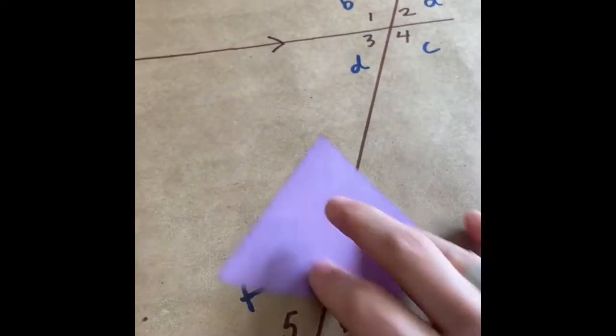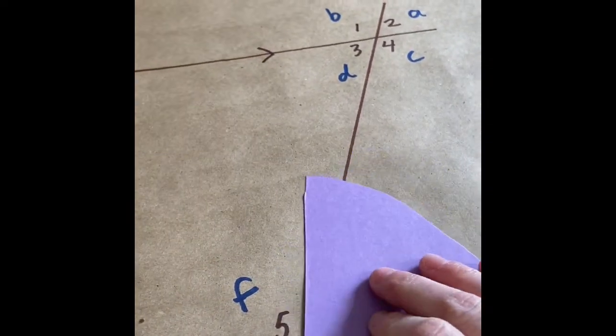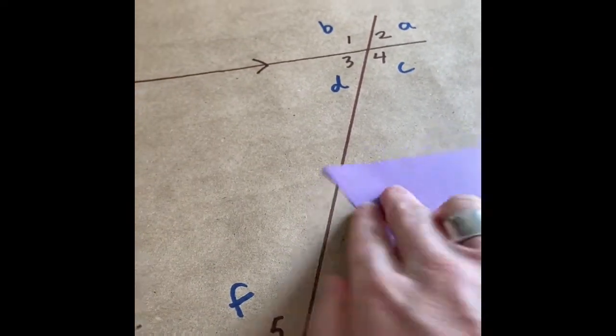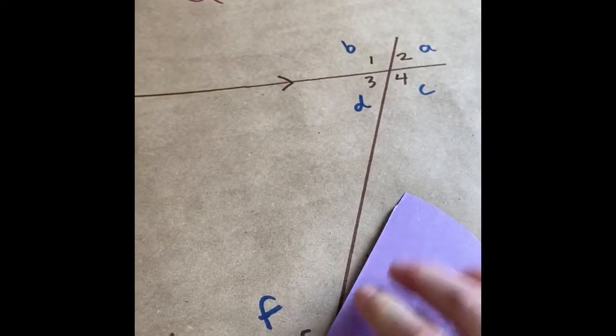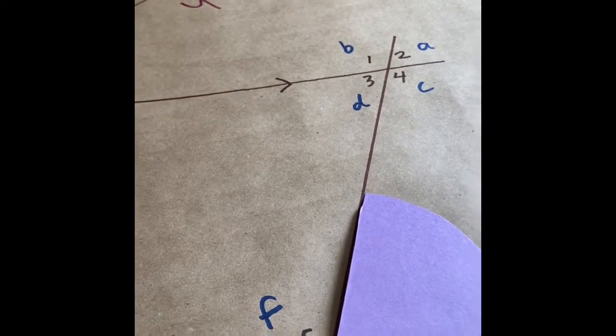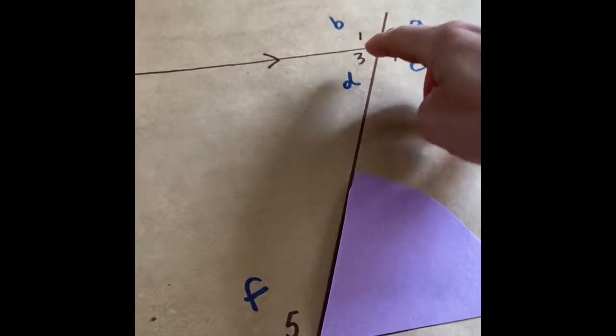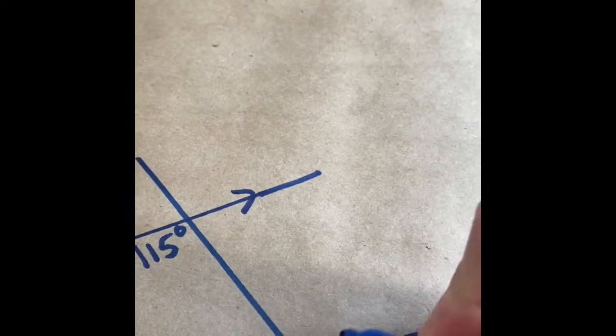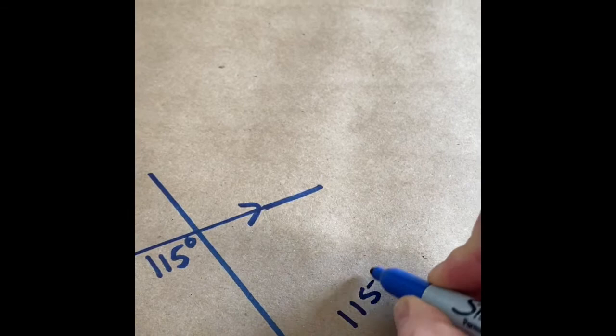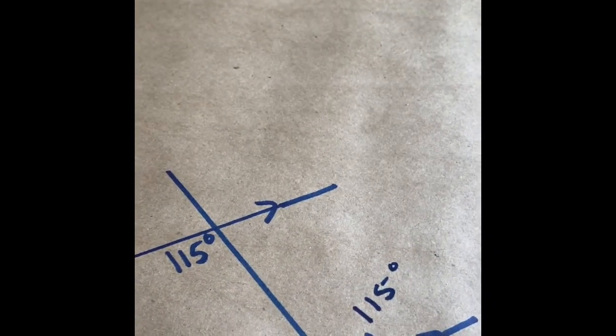Well, I can see that this one down here is exactly the same. They both are the same. So if this is 115, this is also 115, and we call those angles alternate. So in my picture here, this is 115, and y would also be 115.